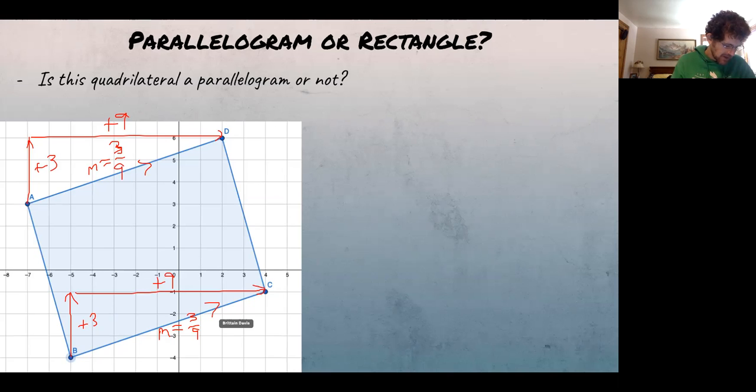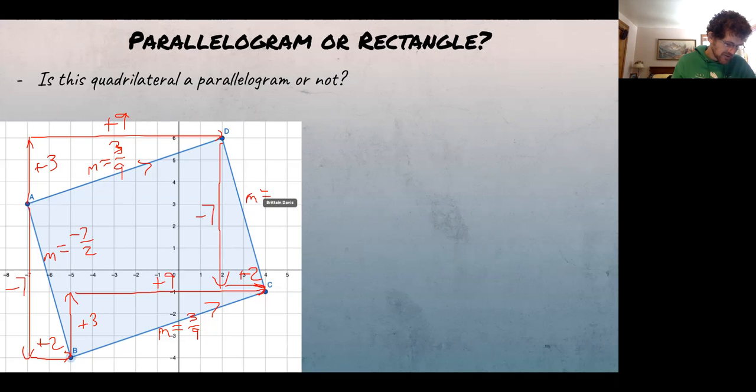Now, going from A to B, I'm going to look at the side on the left. I go, first of all, down, how much is that? 2, 4, 6, 7. So that's minus 7. And then I'm going to go right 2. So that gives me a slope here of negative 7 over 2. Going from D to C, I'm going to go down. That looks like 7 also. Right 2. And that gives me a slope of negative 7 over 2. Hey, the left and the right have the same slope, so these are parallel.